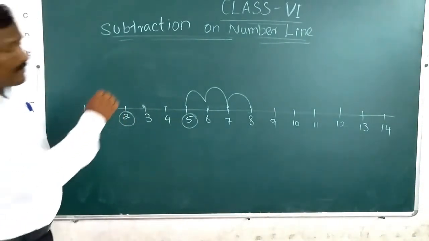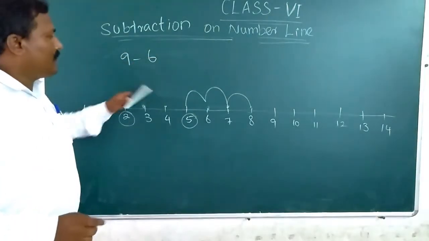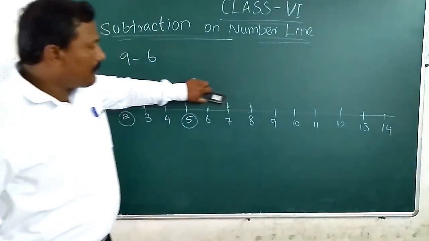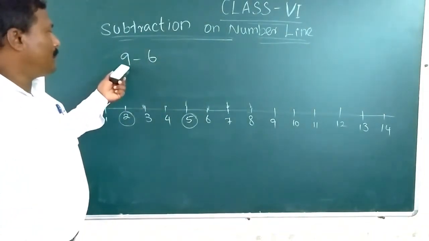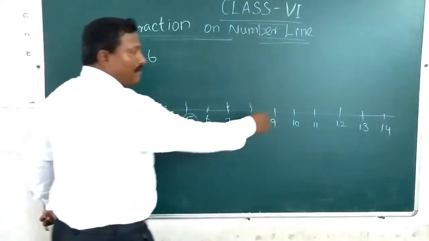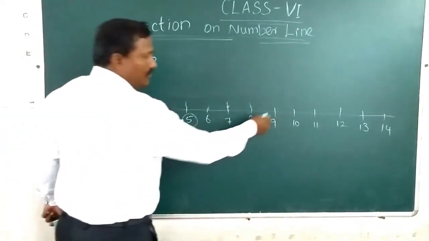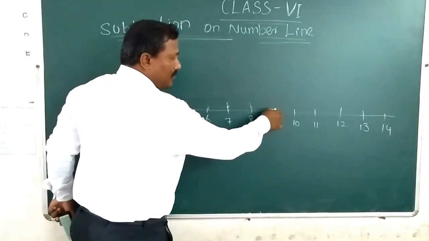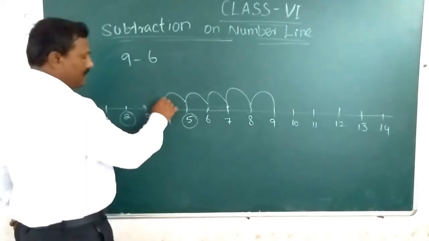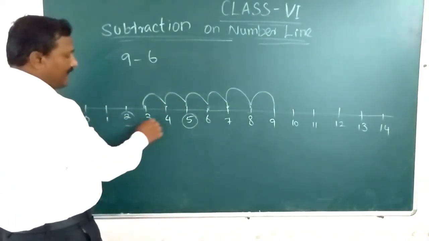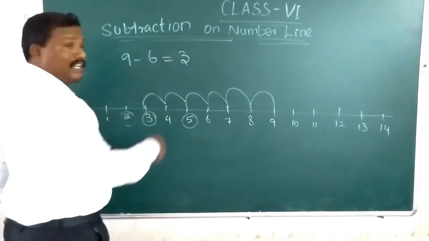Another example, 9 minus 6. I told you, when you start to subtract by using a number line, 9 is the bigger number. So you start from right to left, then you have to make 6 jumps. So 9 starts here. So 6 jumps, 1, 2, 3, 4, 5, 6. Finally I reach 3. So 9 minus 6 is equal to 3, that is the answer.